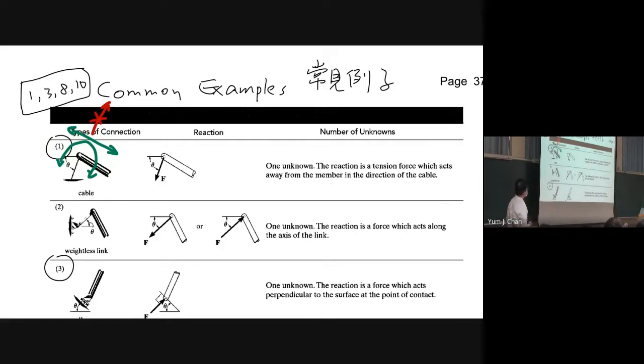So, according to rule 1, because the movement in this direction is prevented, we have one force acting in this direction. Because we cannot move in this direction, it means we have one force going in this direction. So, it's okay.